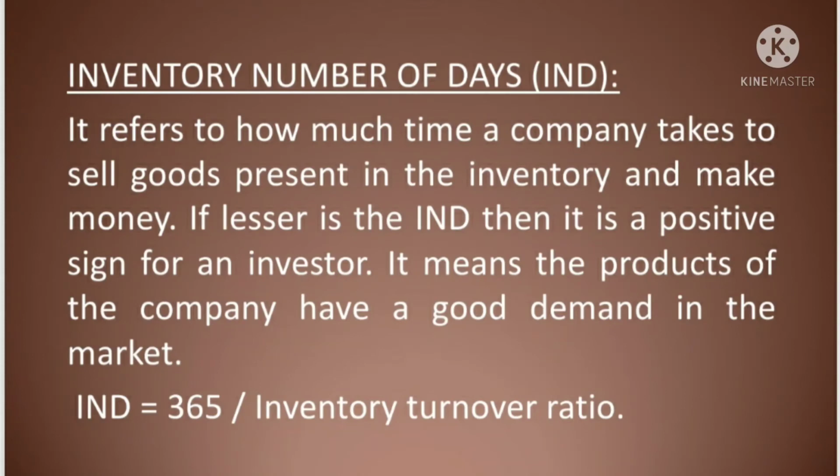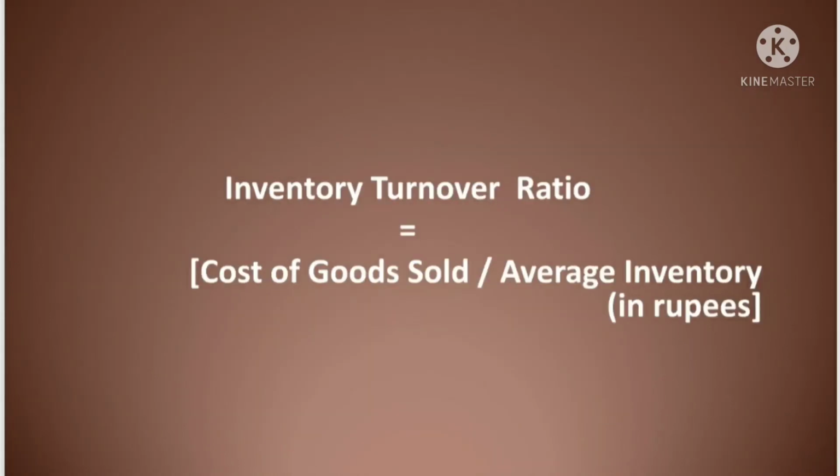Inventory number of days refers to how much time a company takes to sell goods present in the inventory and make money. If the inventory number of days is lesser, then it is a positive sign for an investor. It means the products of the company have a good demand in the market. Inventory number of days is equal to 365 divided by inventory turnover ratio. Inventory turnover ratio is equal to cost of goods sold divided by average inventory.